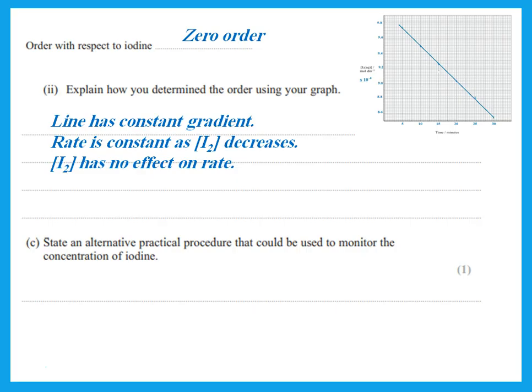State an alternative practical procedure that could be used to monitor the concentration of iodine. We said if I have something that has iodine, I can either do the experiment that he's talking about and titrate with sodium thiosulfate using starch as an indicator, or because iodine is a solution that has color, I can follow the loss in color or decrease in concentration of iodine using what we call colorimetry. So this follows the change in color.